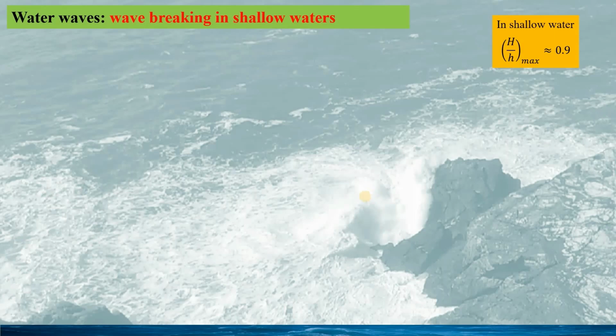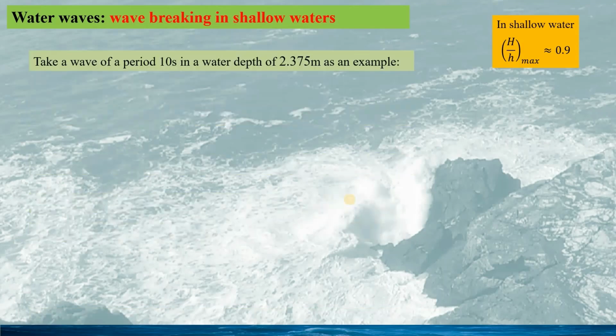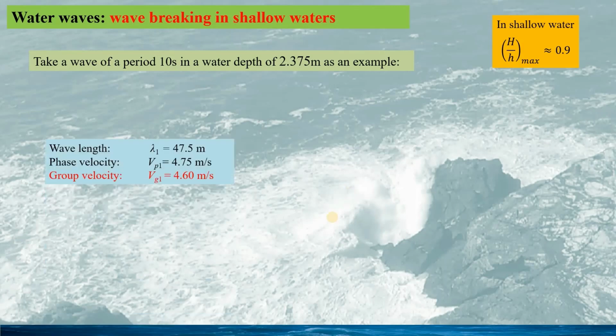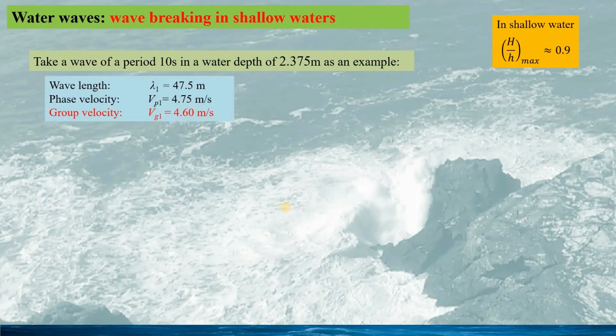The same wave is considered for the shallow water condition. Here, the water depth would be 2.375 meters. The accurate wavelength, wave phase, and group velocity are given as this: 47.5 meters, 4.75, and 4.6 meters per second, respectively.